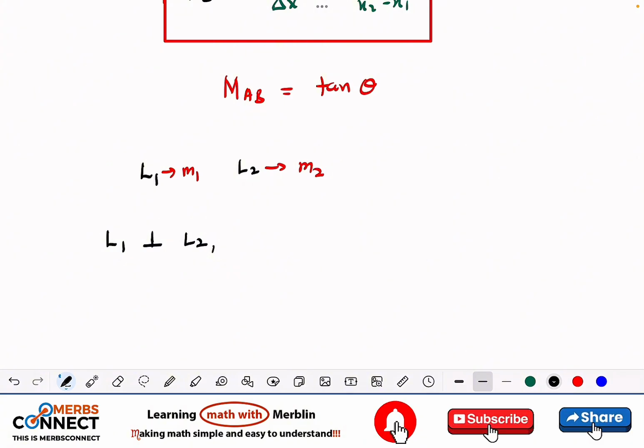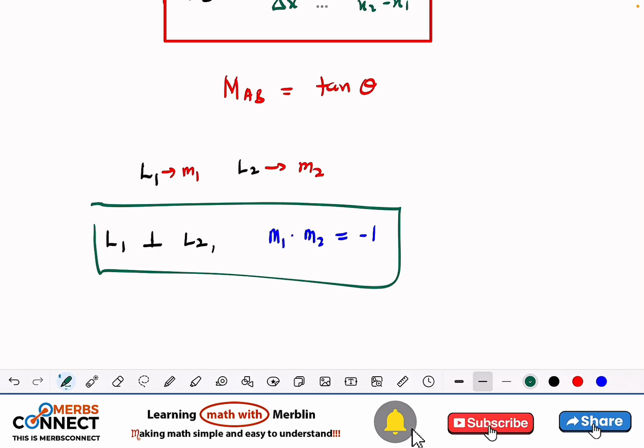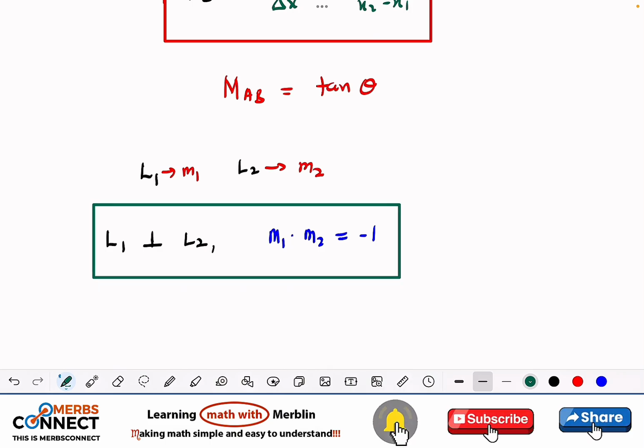When this line is perpendicular to this one, then when I multiply the first slope by the second slope, I need to have -1. This is very important, and we are going to use it a lot when two lines are perpendicular to each other. This sign here means perpendicular. Then when I multiply the slopes, I should have a negative result.